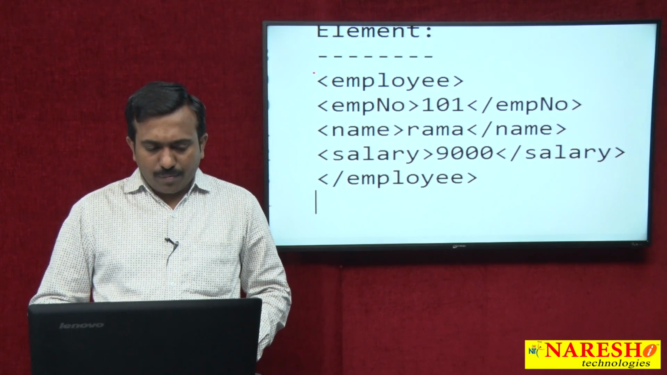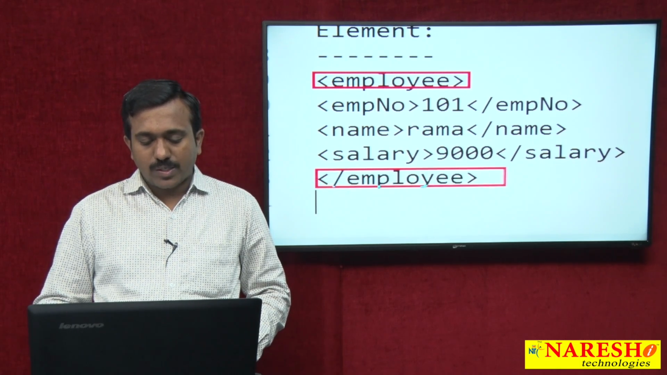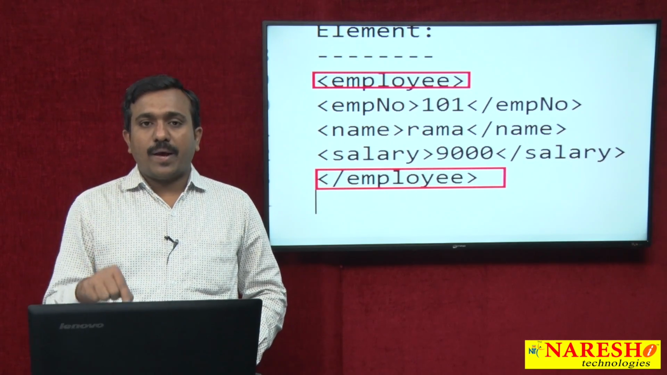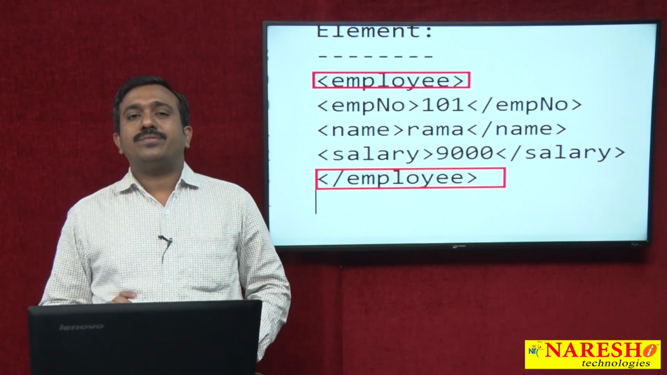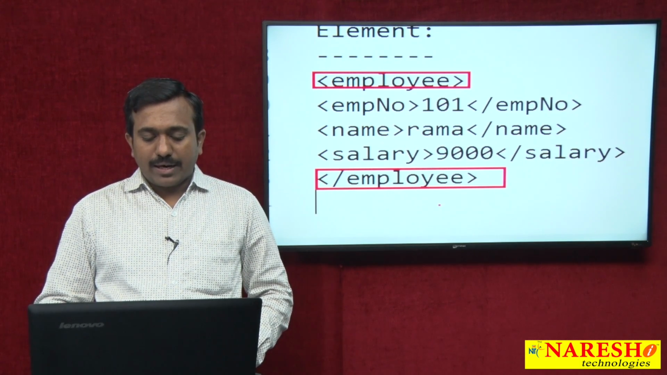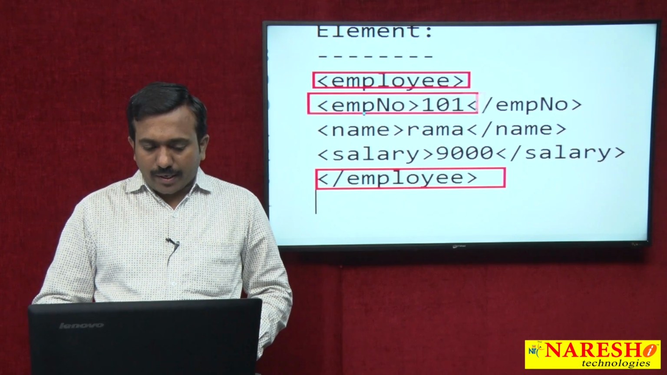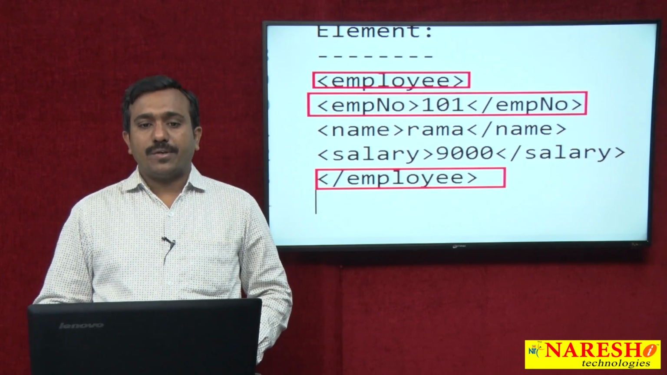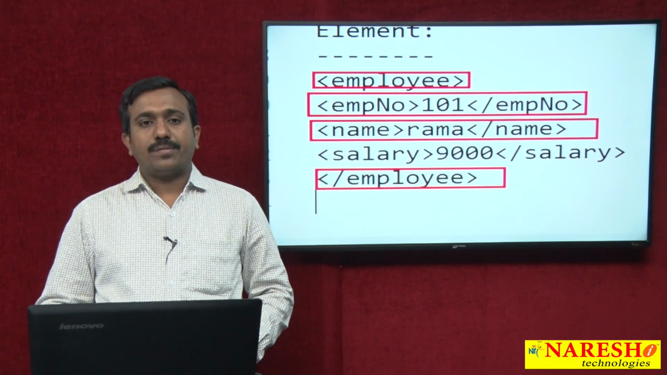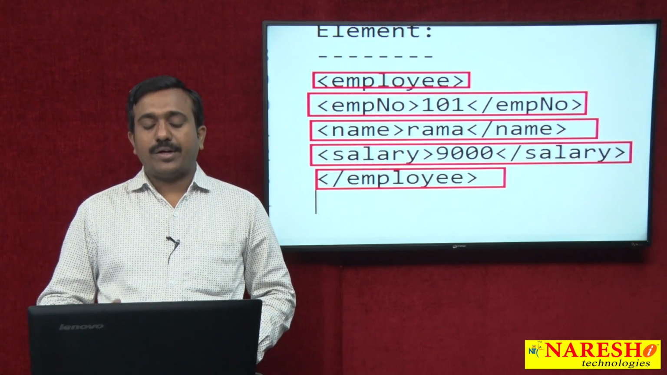That means from opening tag to closing tag, including text data, is called one element. So employee opening tag to closing tag is called one element. EMP number opening tag to closing tag is called one element. Name opening tag to closing tag is called one element. Salary opening tag to closing tag is called one element.